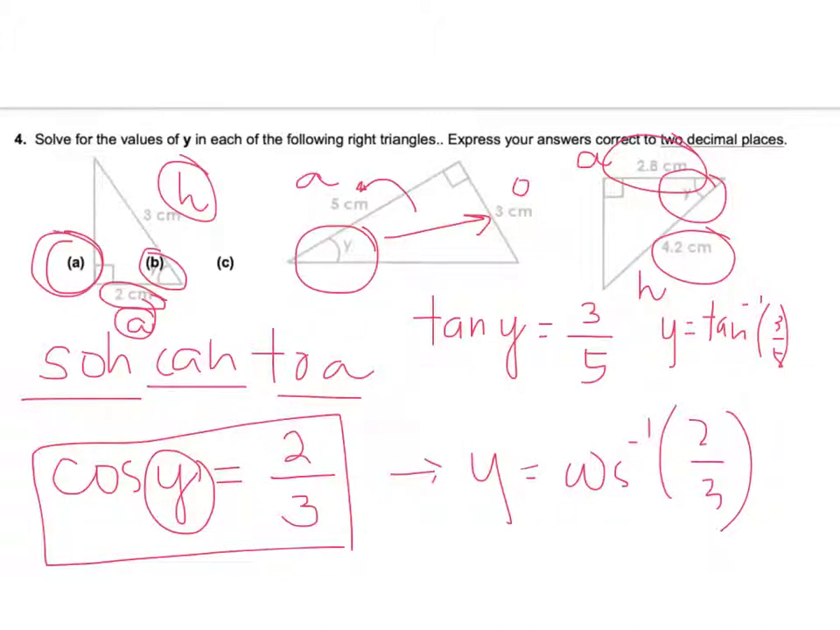Since I discussed how to use cosine, I'll be leaving letter C to you. You can do that on your own. If you have opposite and hypotenuse, you use SO, sine. Same idea, different function. Is it sine, cosine, or tangent? Just different. Okay? So that's it.